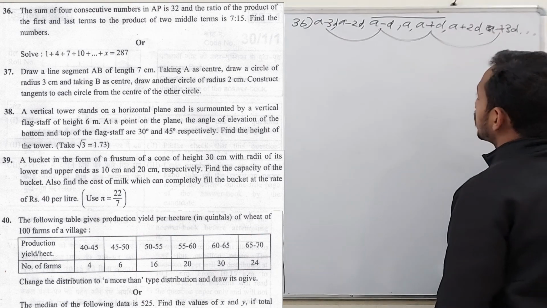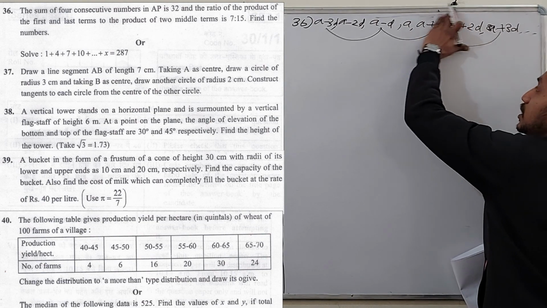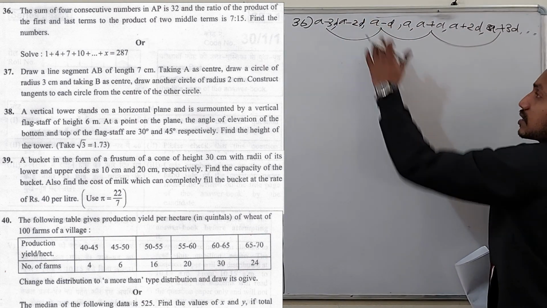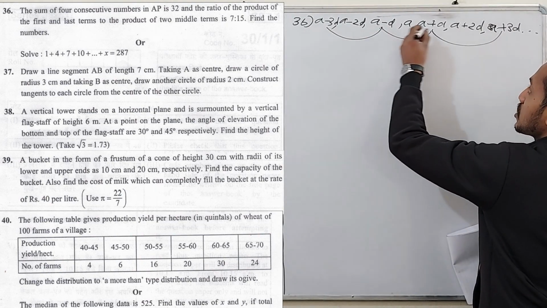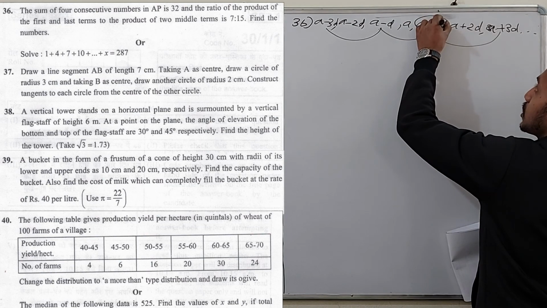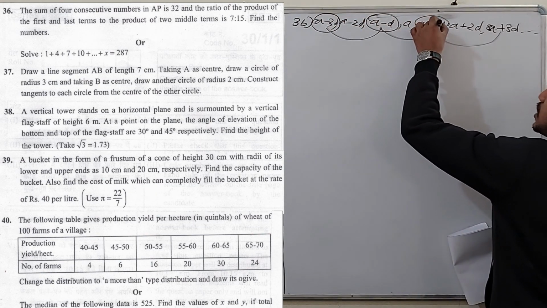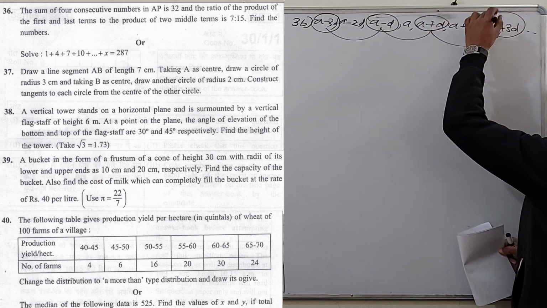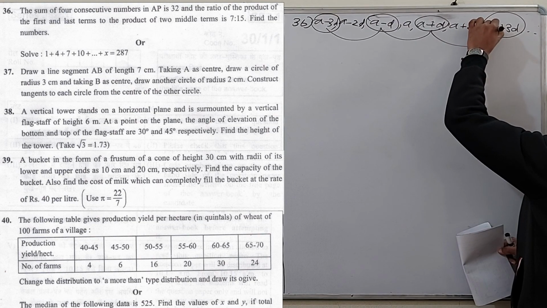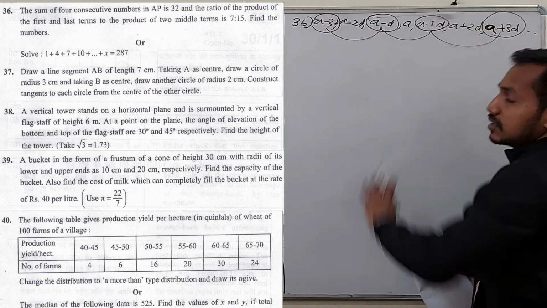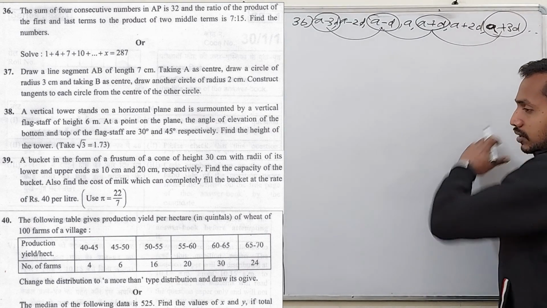Clear? But if it is given an even number of consecutive terms, then take the alternative ones after writing like this. So these are the terms: a minus 3d, a minus d, a plus d and a plus 3d. These are the 4 terms we are going to take here. So we are assigning our 4 terms in this general form instead of a and a minus d in one direction.